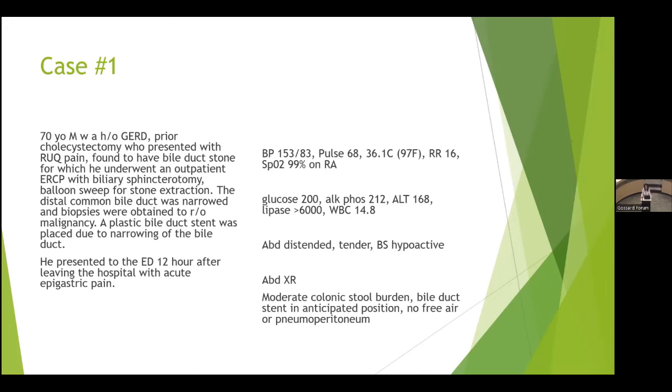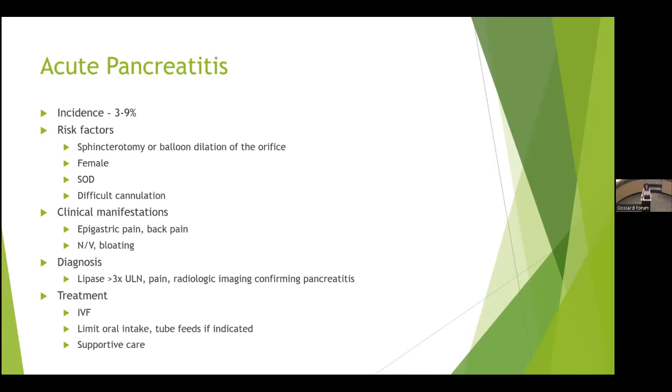Physical exam was notable for a distended abdomen, which was tender with bowel sounds being hypoactive. He had an abdominal x-ray, which showed moderate colonic stool burden. The bile duct stent was in anticipated position, and there was no free air or pneumoperitoneum. Does anyone want to guess what he had? PEP, post-ERCP pancreatitis, which is the most common complication from an ERCP.